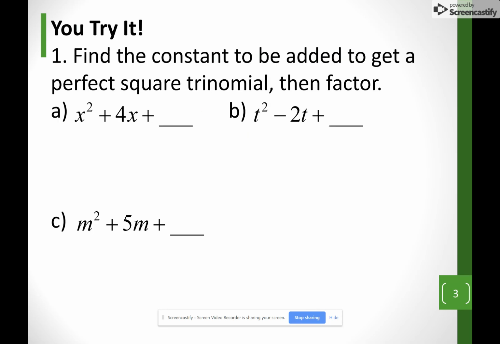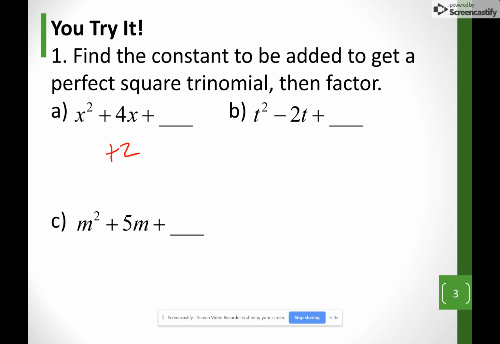Let's take a look at another example, but first we're going to practice. First thing, it says find a constant to be added to get a perfect square trinomial and then factor it. Because my leading coefficient is 1, right? The number at the very front is a 1. I'm just looking at the middle term. And I'm thinking, what's the half of positive 4? And that will be positive 2.